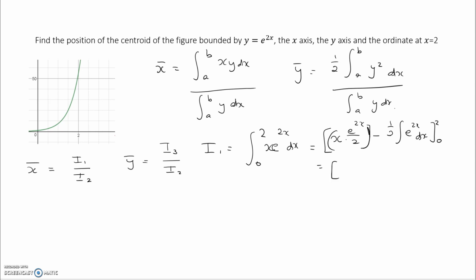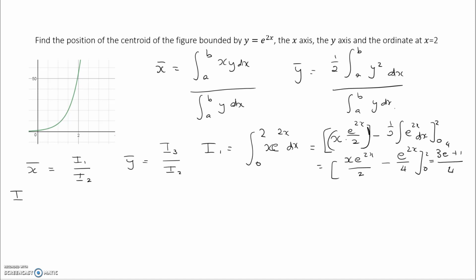and that would be x e to the 2x over 2 minus e to the 2x over 2 times 2, so over 4. And doing the little bit of algebra, that would be 3 e to the 4 plus 1 over 4.